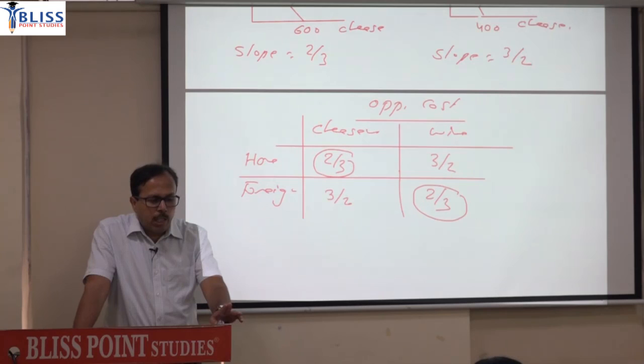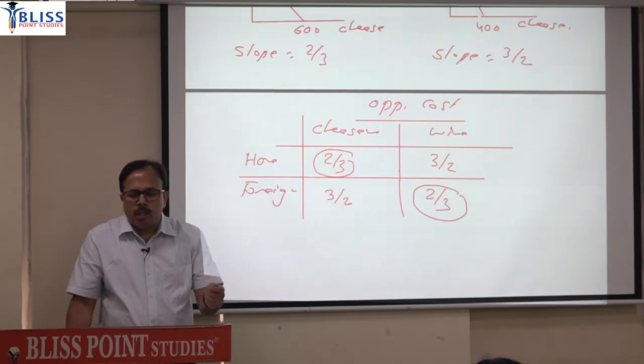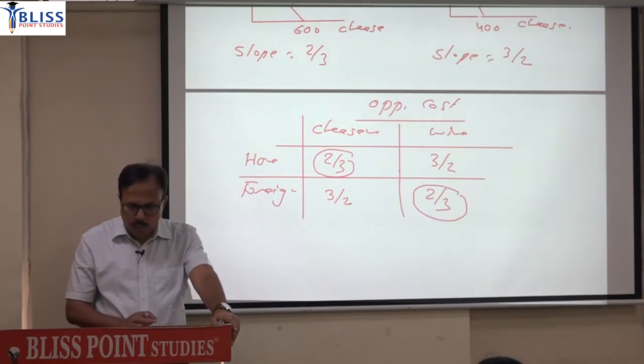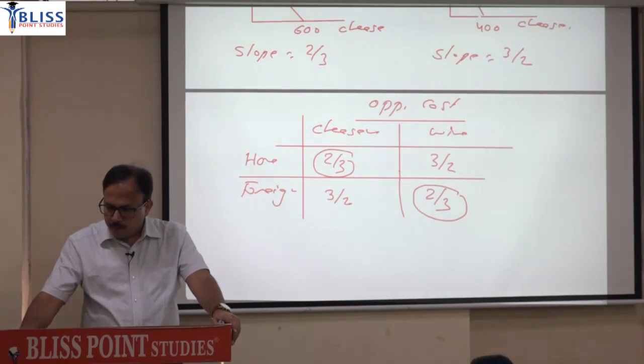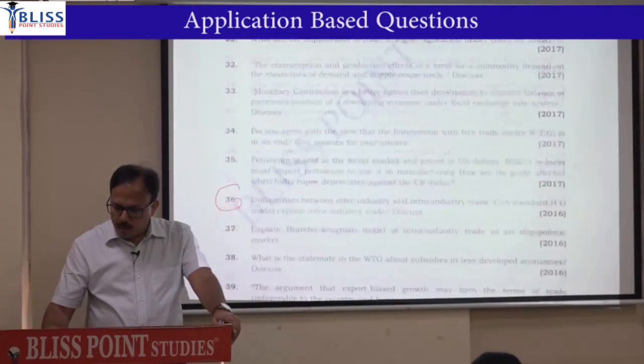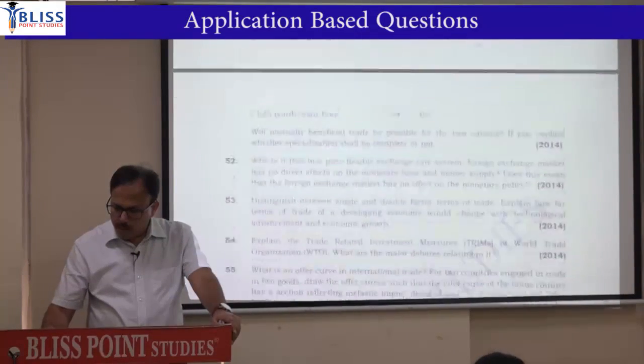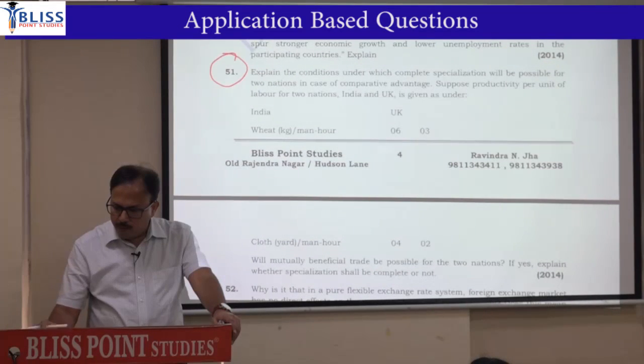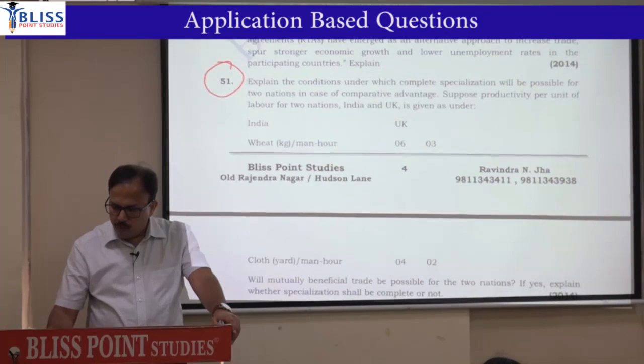So trade is guided by the difference in opportunity cost. There is no such trend to calculate it numerically, but there was one question in 2014. Let's see the question, number 51. Okay, look at the values.